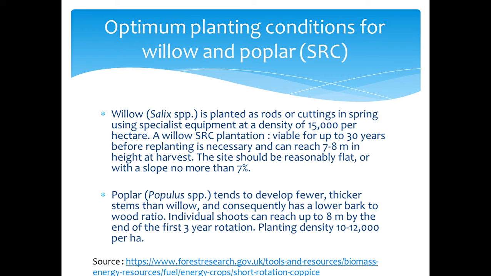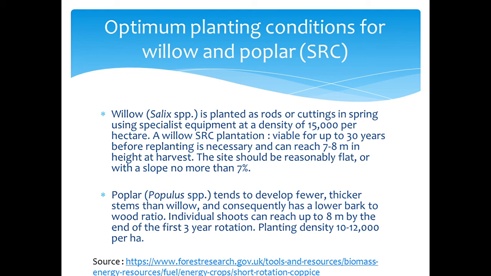Optimum planting conditions for willow and poplar. Willow is generally planted as rods or cuttings in spring using specialist equipment at the density of 15,000 plants per hectare. In willow SRC plantation, replanting can be done up to 30 years and plants can reach a height of 7 to 8 meters before they can be harvested. The site should be reasonably flat and a slope of no more than 7% should be there.